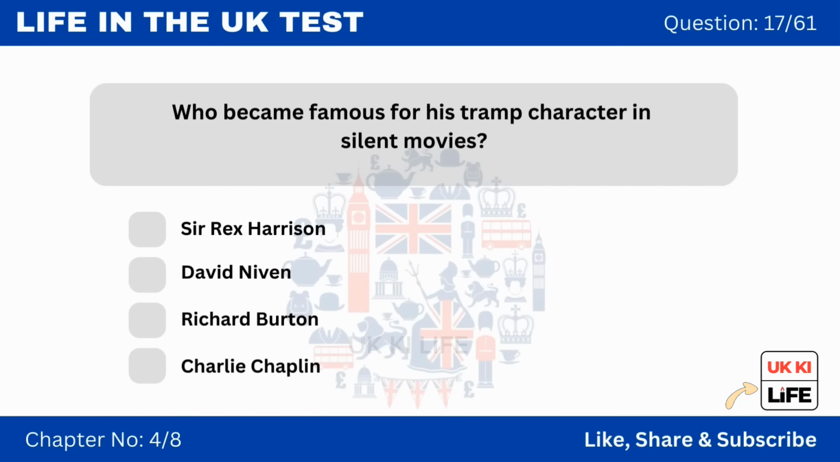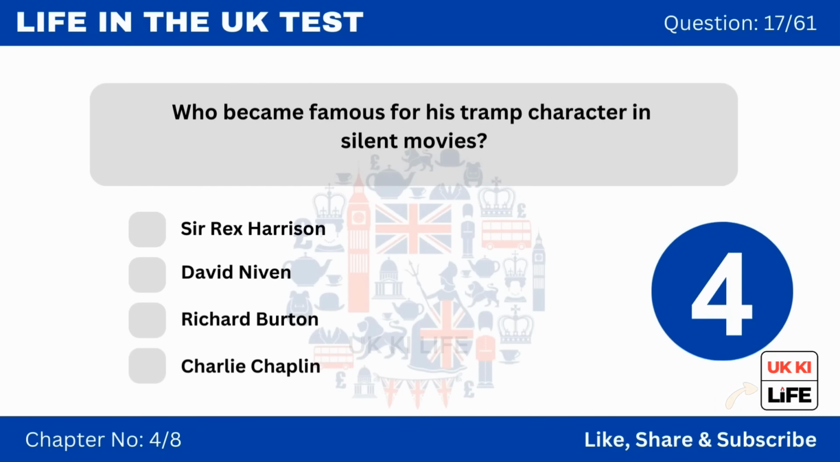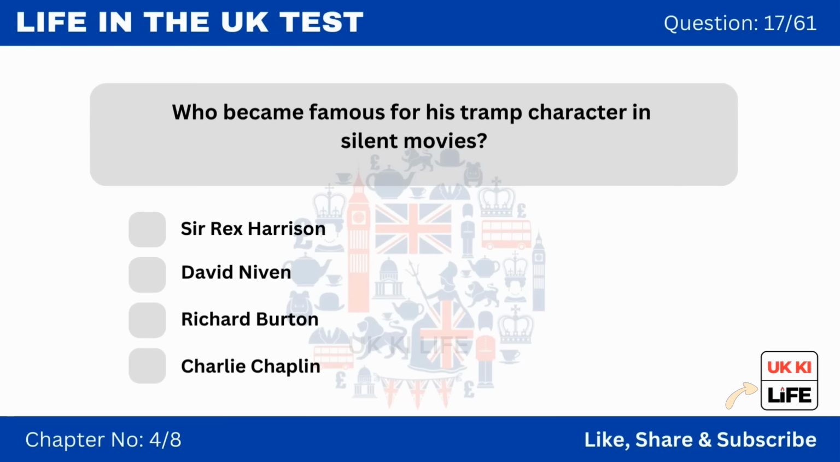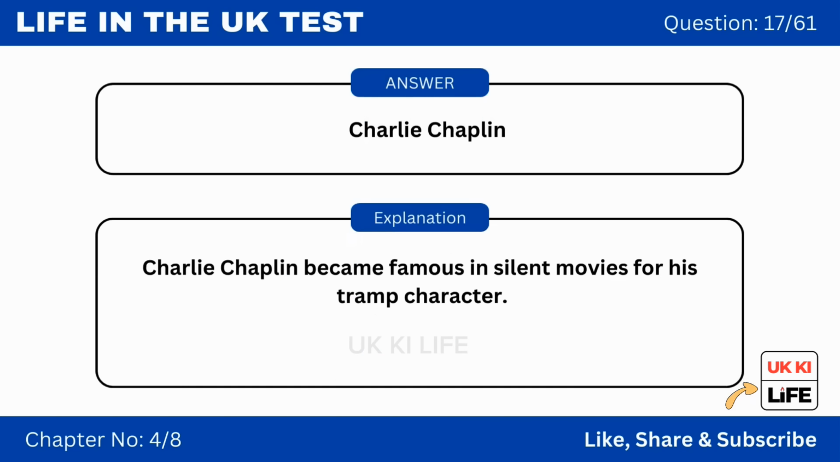Question 17. Who became famous for his tramp character in silent movies? Sir Rex Harrison, David Niven, Richard Burton, Charlie Chaplin. The correct option is D. Explanation. Charlie Chaplin became famous in silent movies for his tramp character.